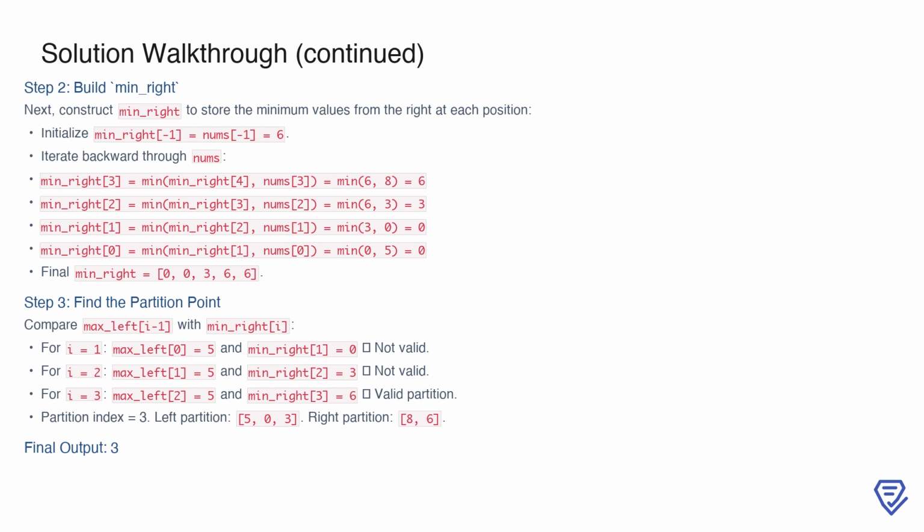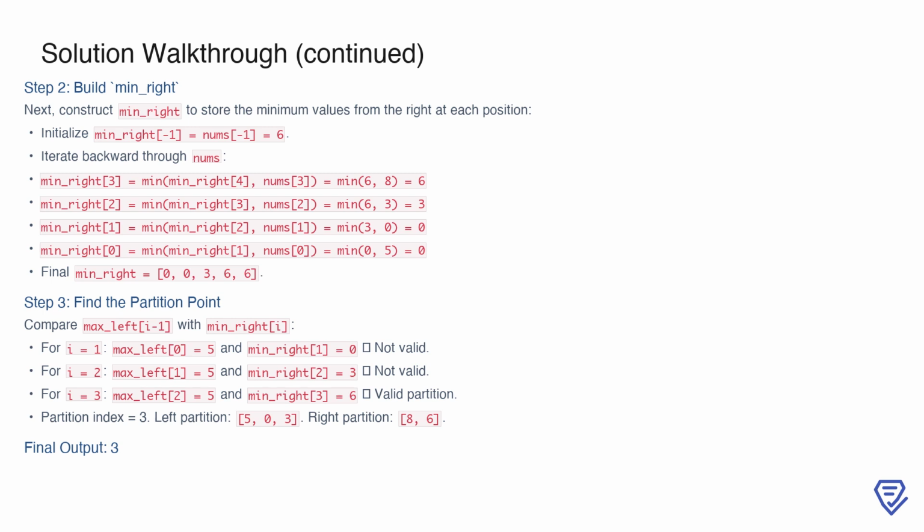With both max_left and min_right constructed, we can now determine the partition point. The partition point is the smallest index i where all elements in max_left up to i-1 are less than or equal to all elements in min_right starting at i. In this example, we compare values and find that for i equals 3, max_left[2] equals 5 is less than or equal to min_right[3] equals 6.